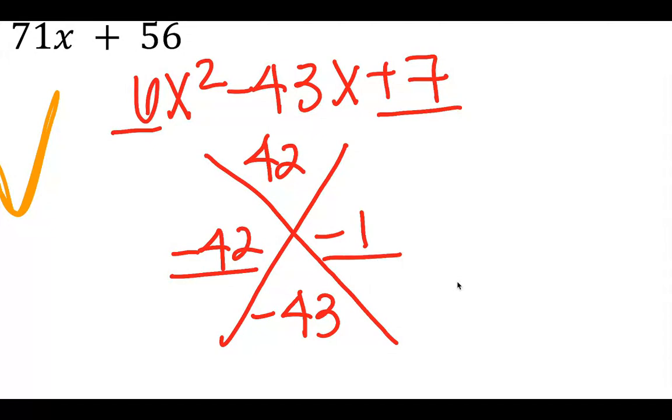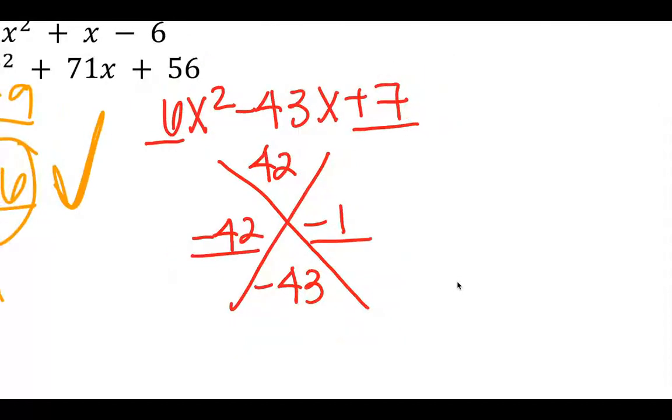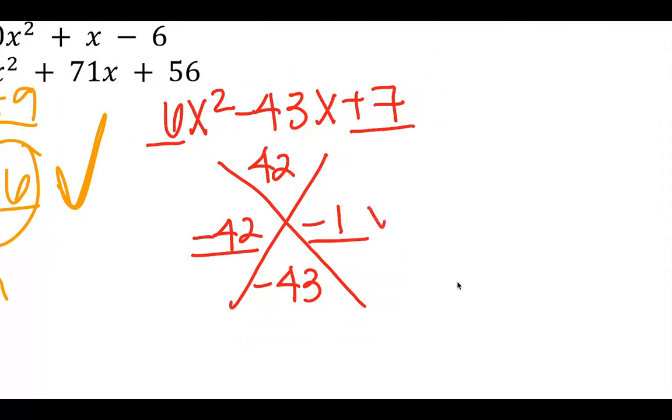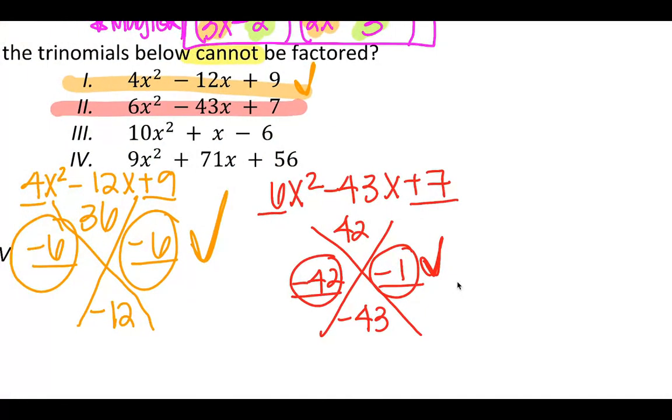So negative times negative gives me that positive 42, and then negative plus a negative is going to give me the negative 43. So this one does work. I can create the X puzzle. You can stop there. If you can create it, you're good. So that one can be factored. So next one.